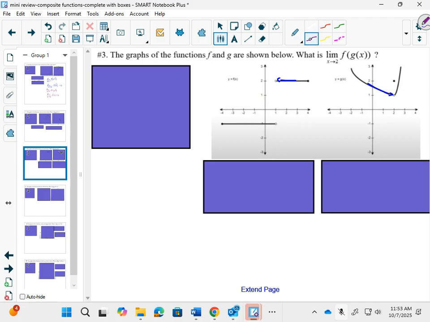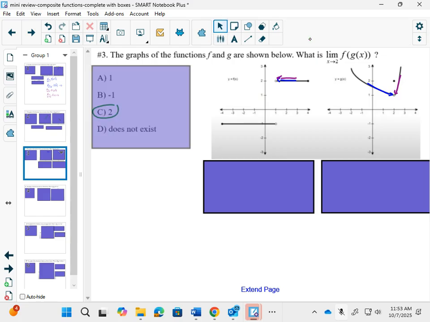Purple, getting close to 2 from the left side. I would be coming close to 1, but I'd be getting close to 1 from 1.1, 1.01, 1.001. I would still be on this part going this way. Do my blue arrows and my purple arrows approach the same number? They do. This limit exists and is equal to 2.